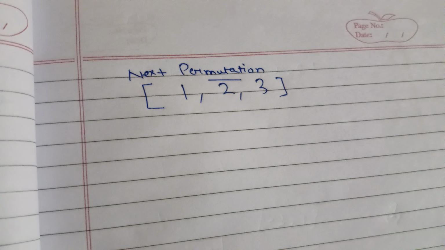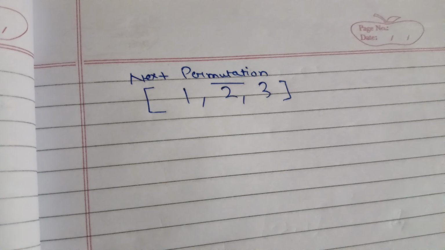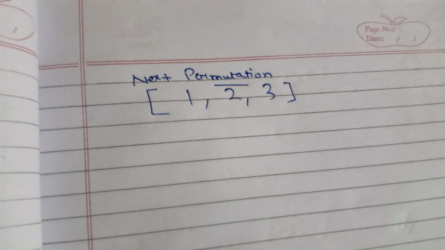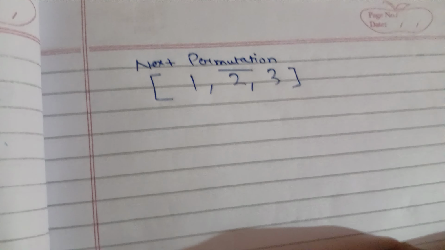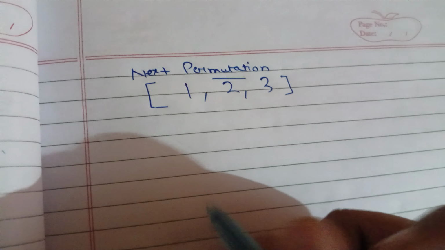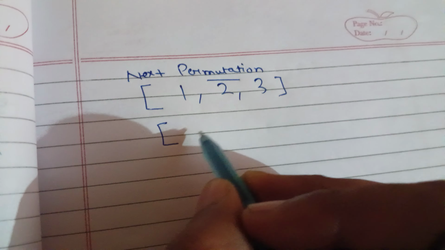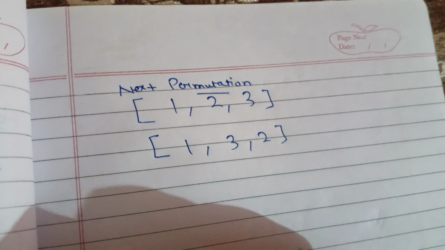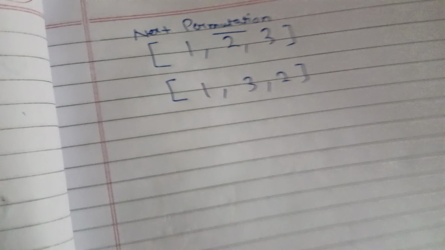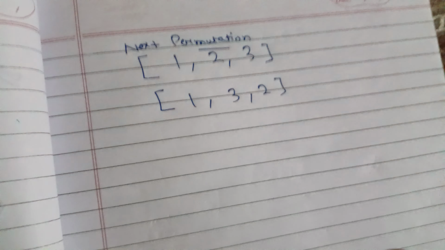Actually, the meaning of next permutation is the number formed by arranging the numbers given in the array which is just greater than this number. So what is just greater than this number? The just greater number is 1, 3, 2. So how would we find out this number? This is the big problem.